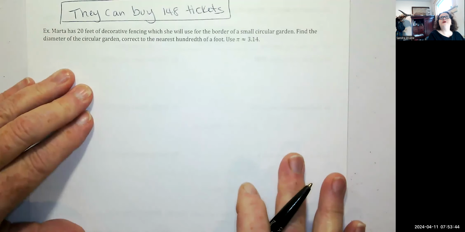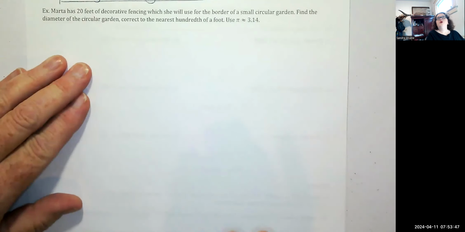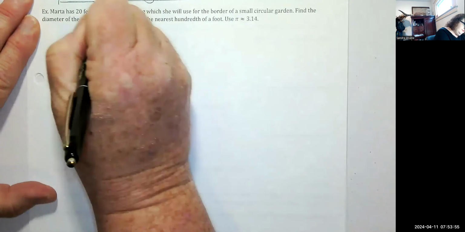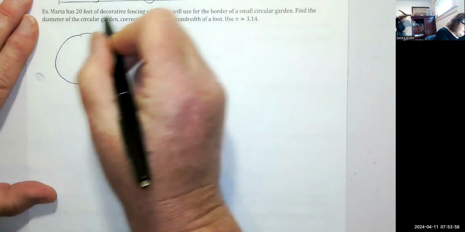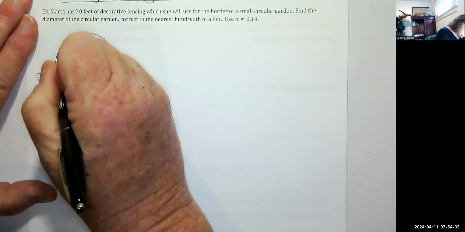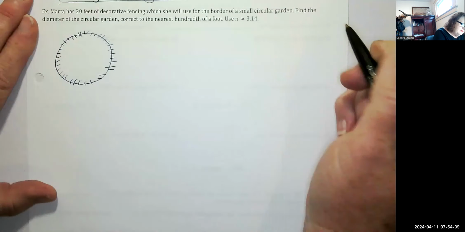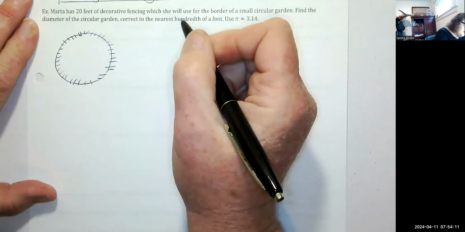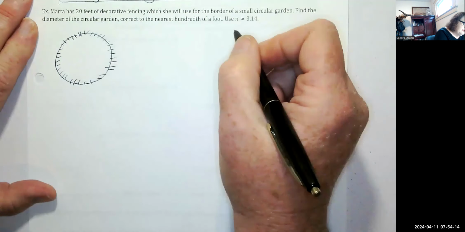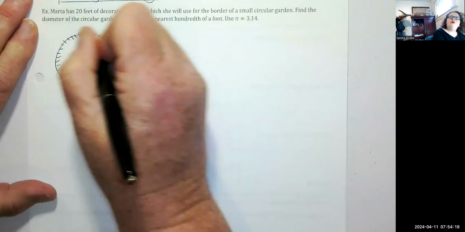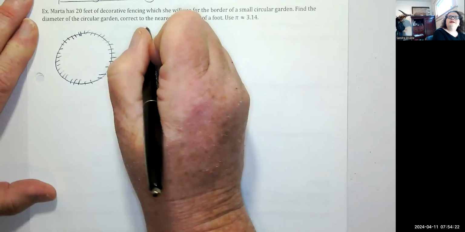Martha has 20 feet of decorative fencing, which she will use for the border of a small circular garden. Oh, I gotta draw a picture. Okay, she's got a circular garden, and she's got 20 feet of fencing that she's going to use for the border. So she wants to put fencing all the way around. Find the diameter of the circular garden, correct to the nearest hundredth of a foot. The distance all the way around a circle is the circumference.